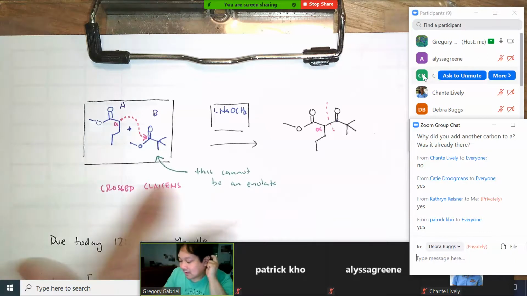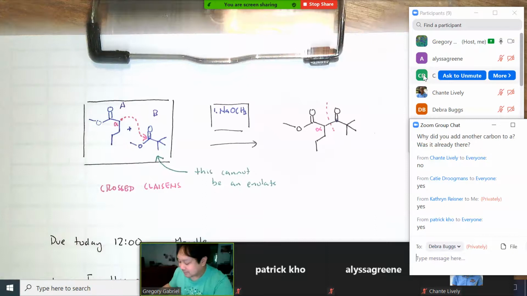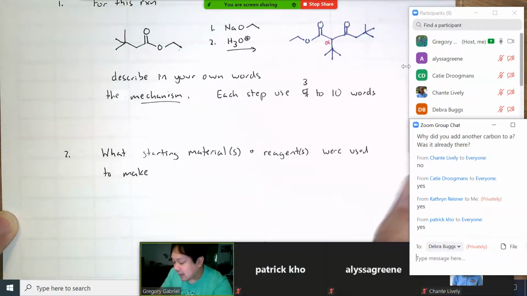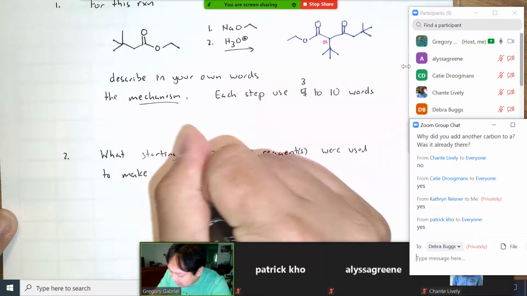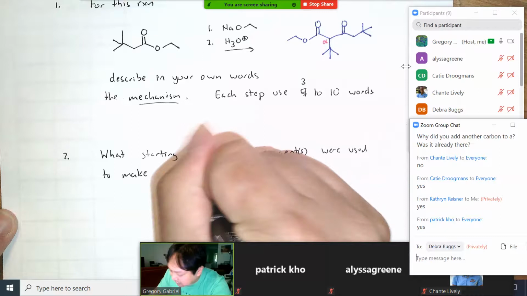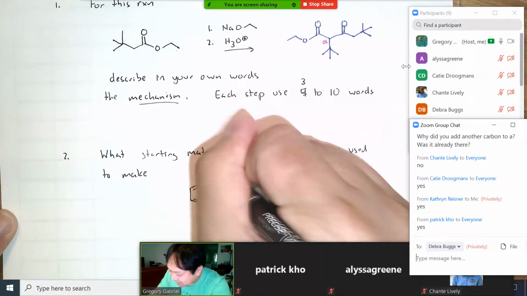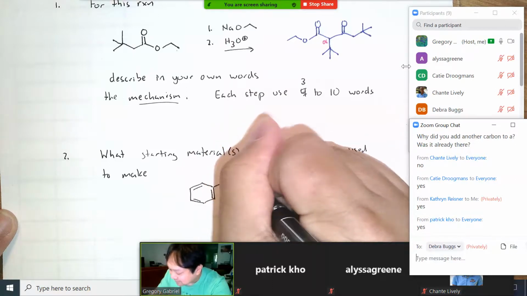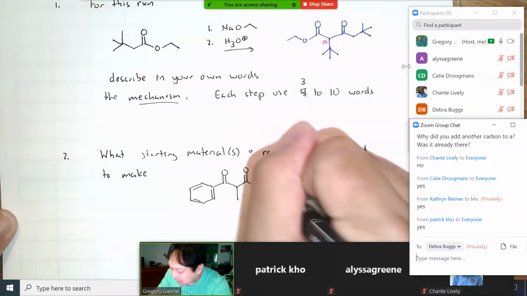I'll give you a clue that it is going to be crossed. You could have 2 molecules. What starting materials and reagents were used to make this molecule here? It's a little bit tricky because it's oriented in a slightly different way.